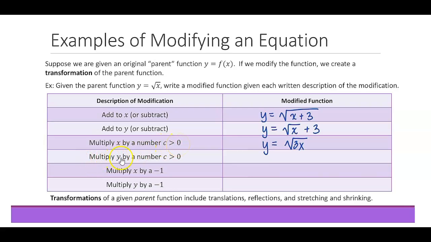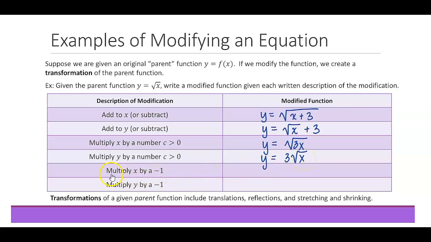And if we're asked to multiply y by a number c greater than 0, well, if I'm multiplying y, then it has to be on the outside of the square root. So I would have something like y equals the 3 I'm going to put on the outside, multiplied by the square root of x. So y equals 3 times the square root of x. So I'm multiplying y, so y equals 3 times the square root of x.